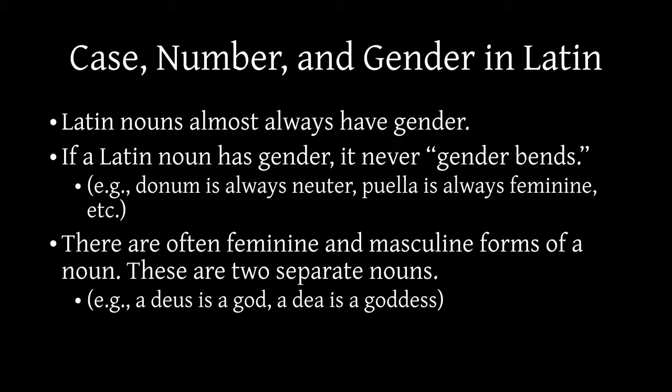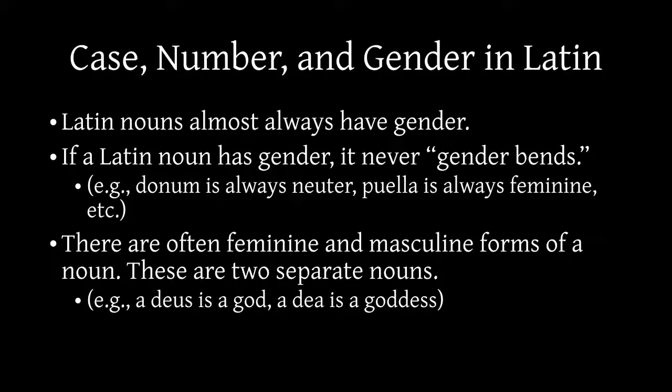So in Latin, almost without exception, nouns decline. So nouns have case, number, and gender. There are a few indeclinable nouns like nihil, the word for nothing, but these are rare exceptions. If a noun does decline, it always has gender. It never abandons this gender for another gender. There is no gender bending involved. In other words, if you see a word in the dictionary listed as neuter, like the word donum, you know that donum will always appear as a neuter noun. It will never stop being neuter.